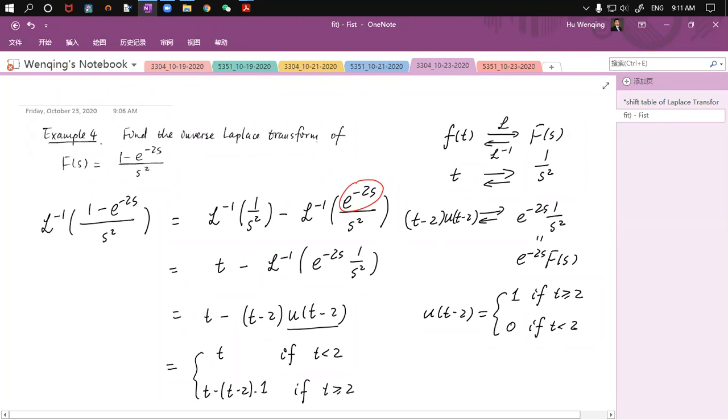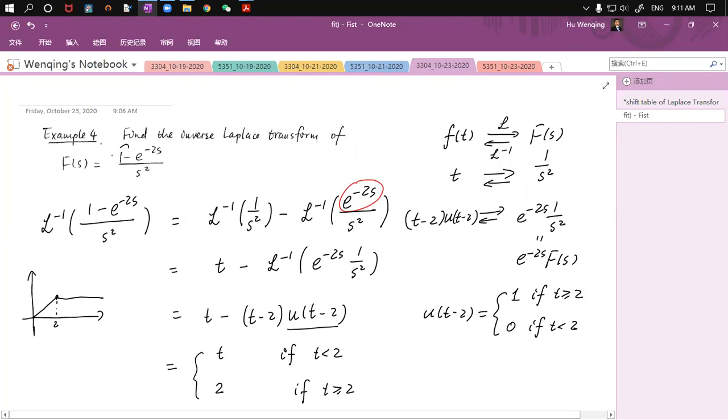And t minus 2 multiplied by 1 is t minus 2, and t minus the t minus 2 is nothing but 2. So what you actually have is a piecewise function. The piecewise function is equal to t if t is less than 2, and it becomes 2 afterwards. That's a very nice piecewise function for which the inverse Laplace transform is going to give you what happened here. Is that good?